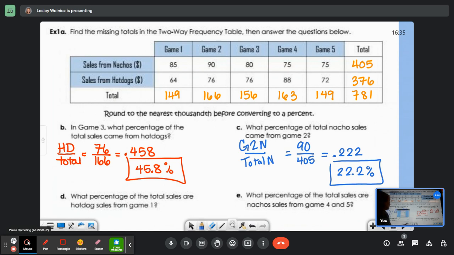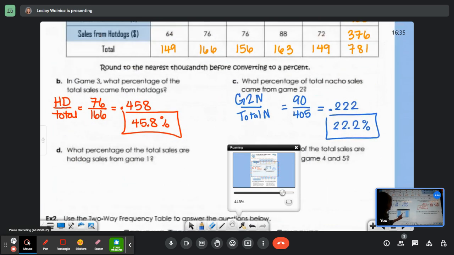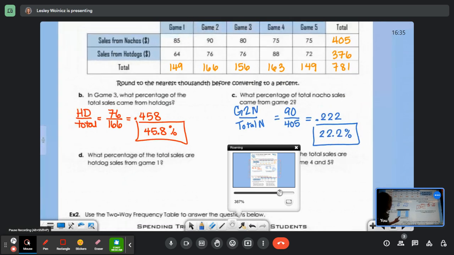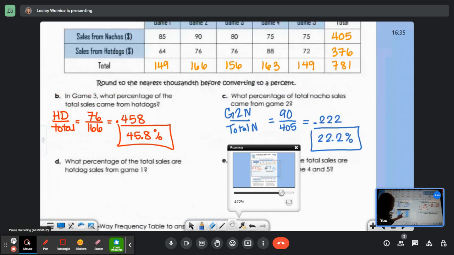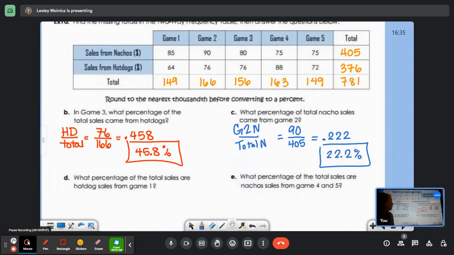Okay, next. Part B. There. What percentage of total sales are hot dog sales from game 1?